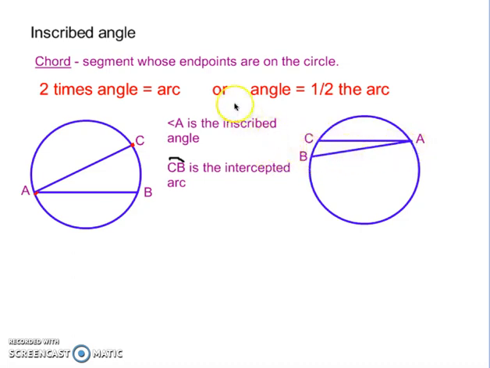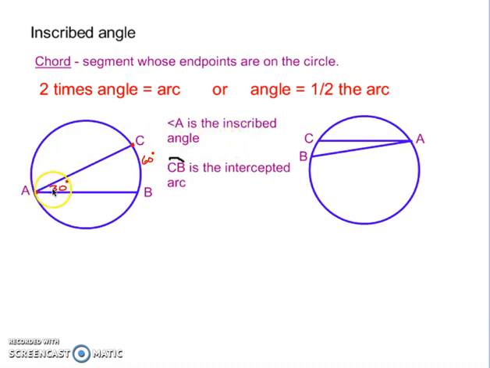The rule for inscribed angles is different from central angles. A central angle measurement equals the arc, whereas if it's an inscribed angle, 2 times the angle equals the arc, or 1/2 the angle equals the arc. So for example, if I have angle CAB, and this measurement right here is 30 degrees, my inscribed angle is 30, which means my arc would be 2 times that angle measurement, so the arc would be 60 degrees.